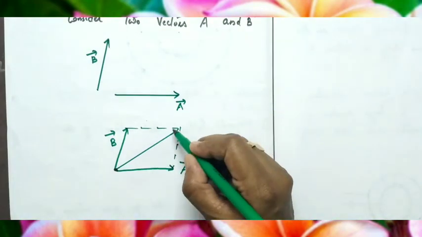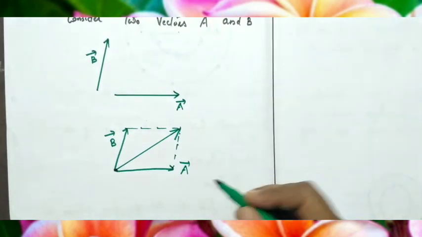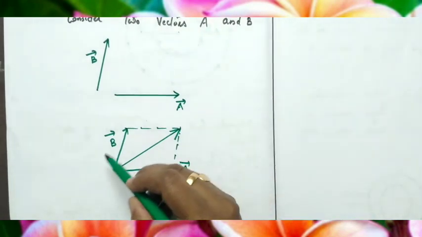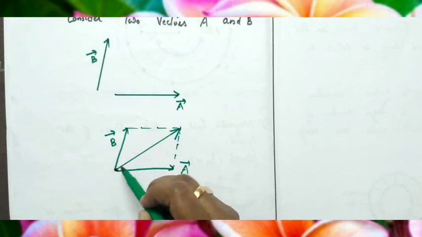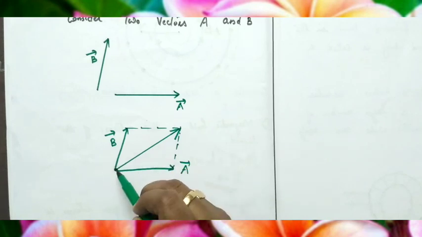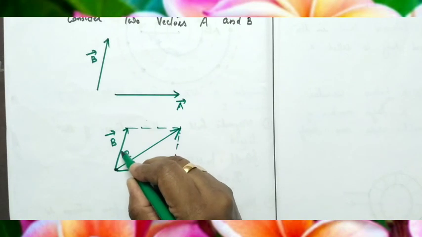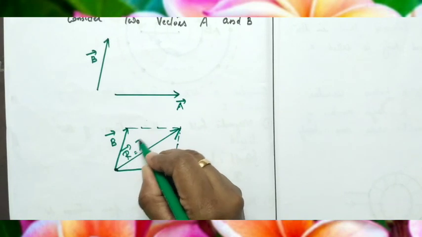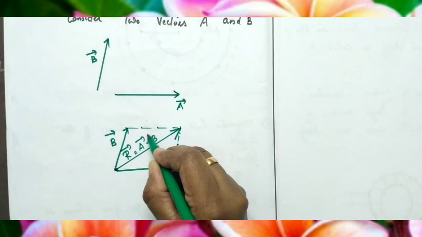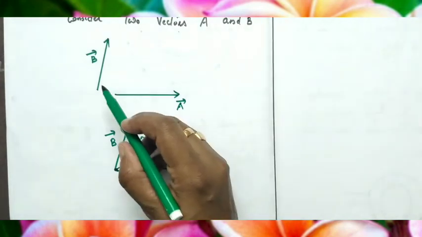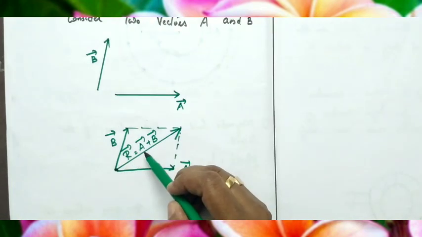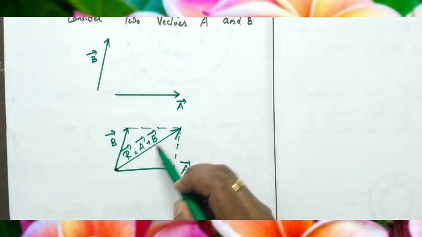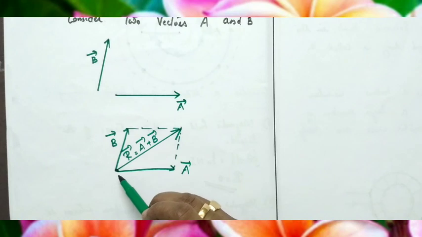So the resultant is given by the diagonal of the parallelogram starting from the same point, meaning all the tails should be joining together. If both the heads are joining together, the resultant head should be at the same point. So this gives the resultant R equal to vector A plus vector B. So if two vectors represent two sides of a parallelogram starting from a point, then the resultant is given by the diagonal of the parallelogram also starting from the same point.